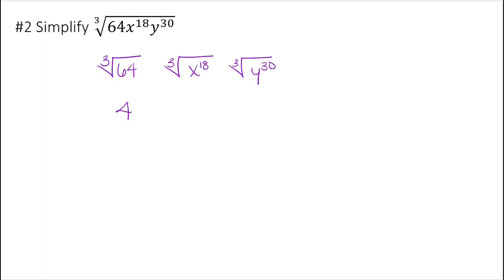The cube root of x to the 18th, remember, I want to check if 18 is divisible by 3. If it is divisible by 3, I just go ahead and divide them. So that's going to give me x to the 6th. And then for y to the 30th, is 30 divisible by 3? And it is. So I just do 30 divided by 3, and that's going to give me y to the 10th. Okay, so 4x to the 6th, y to the 10th is my fully simplified answer.